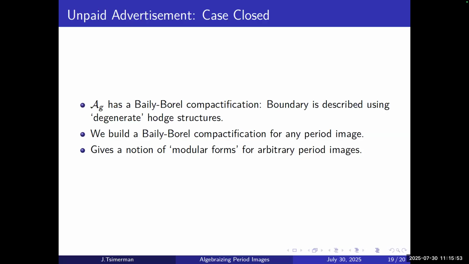And so you can construct that using this machinery for any period image, not coming from the Shimura structure. One cool thing that this gives is a notion of modular forms without a lot of the extra arithmetic stuff, but nonetheless, I think it's fair to say a reasonable notion of modular forms in this much more general framework, which we'll talk about next time.